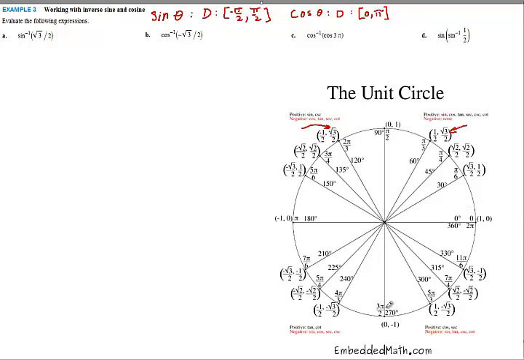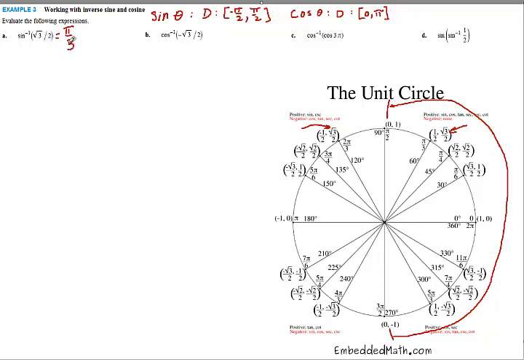that would be here, to positive pi over 2. Which answer would work for this? Because we can only have one if it's to be a true inverse function, and it looks like it happens to be pi over 3.